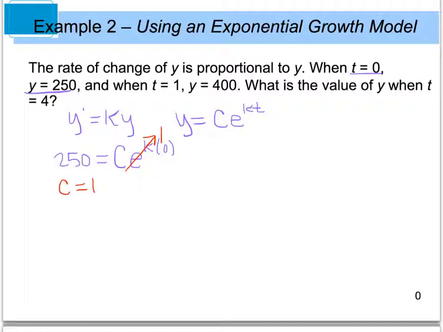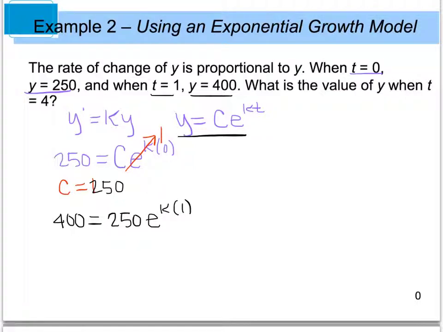With that information, I'm going to go back and use my other condition that they gave me, which was t equals 1 when y equals 400. And I'm also going to use this value of c, I apologize, c is actually equal to 250. So I'm going to use t equals 1, y equals 400, and c equals 250. And I'm going to plug all those back into this y equals c e to the kt equation. So I end up with 400 equals my new c value, which is 250, e to the k. I still don't know what k is, but I do know that t is equal to 1. So now I have 400 equals 250 times e to the power of k.